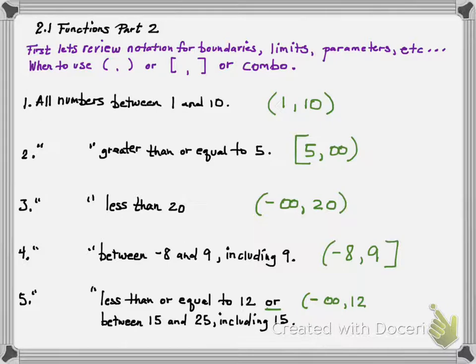And I want things less than or equal to 12. So we're going to include it, use a bracket on the 12. Then we're going to use this union symbol because of the word or. All right, so we're going to have also another boundary, and we're going to use the union symbol for it. And we're talking about numbers between 15 and 25, including 15. All right, so since we're including 15, bracket on the 15. Not including 25, and we'll use a parenthesis on the 25.